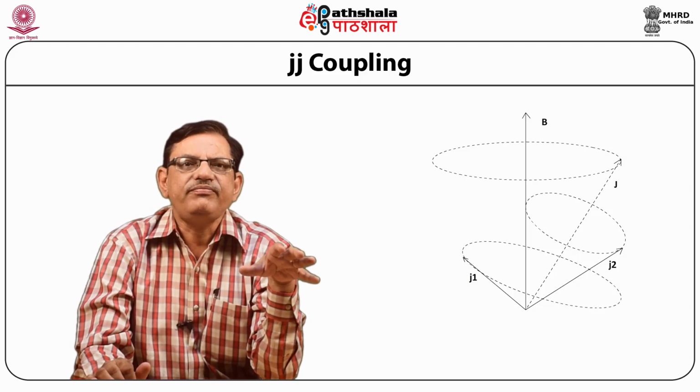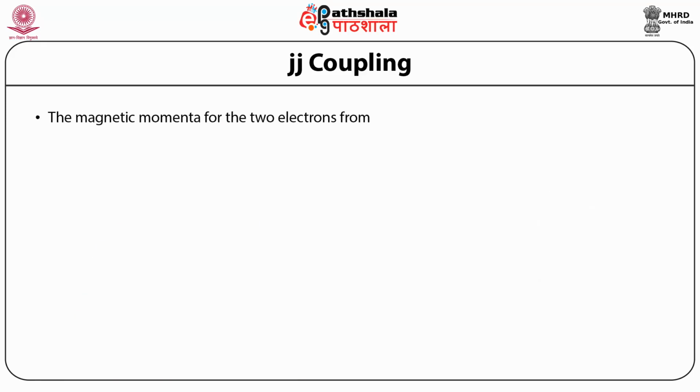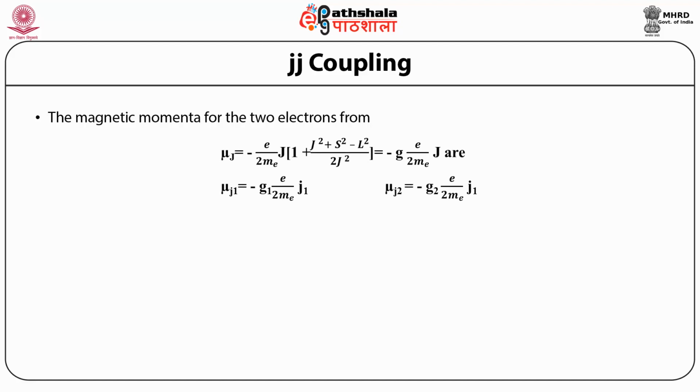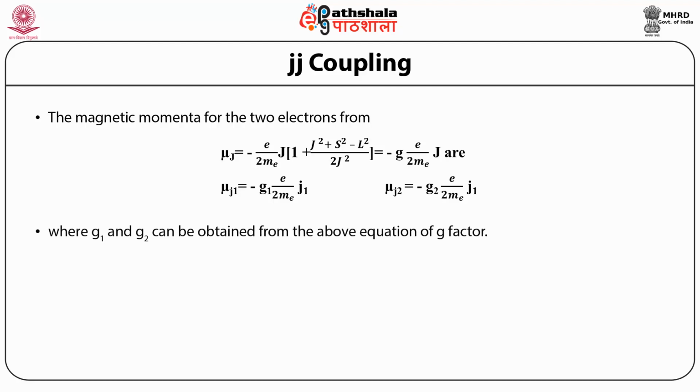The magnetic moment for the two electrons, mu j, is equal to minus e upon 2me j into 1 plus (j square plus S square minus L square) upon 2j square, is equal to minus g e upon 2me j. Mu j1 is equal to minus g1 e upon 2me j1, mu j2 is equal to minus g2 e upon 2me j2, where g1 and g2 can be obtained from the above equation of g factors. g1 is equal to 1 plus (J1 square plus S1 square minus L1 square) upon 2J1 square, and g2 is equal to 1 plus (J2 square plus S2 square minus L2 square) upon 2J2 square.